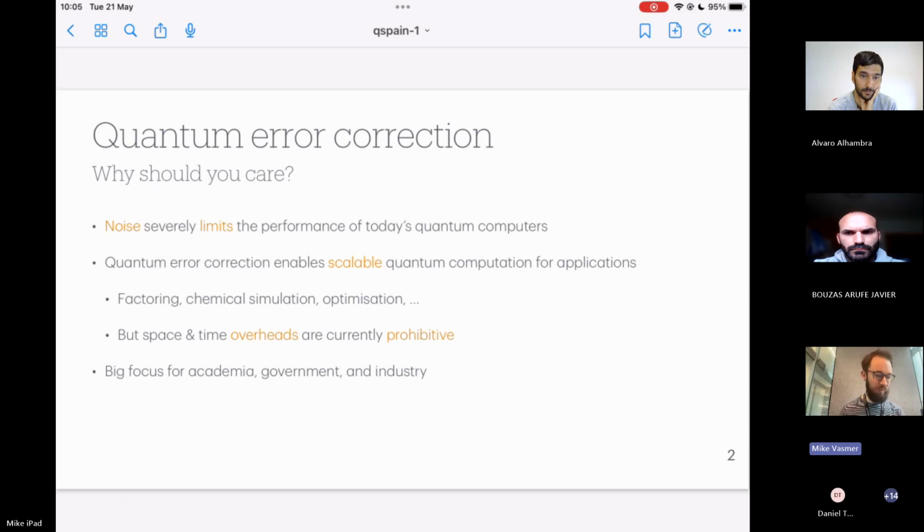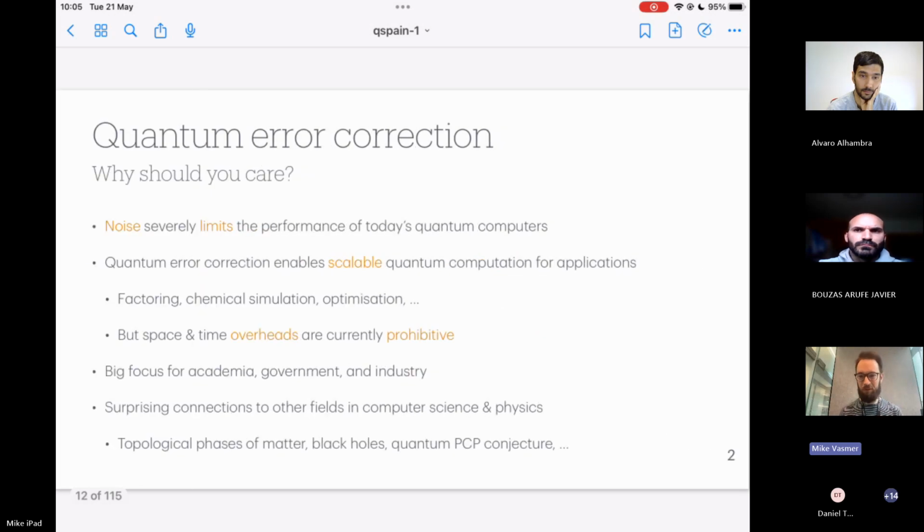But even if you don't care too much about quantum computing, I think there are also other reasons to study error correction, in that it has surprising connections to other fields in computer science and physics. For example, I won't be able to talk about this in detail, but there's a nice relationship between error correcting codes and topological phases of matter. And there are also connections between error correction and black holes, and complexity theory conjectures as well have deep connections with error correction and fault tolerance. So I think it's a field that has a lot of potential for impact, but also has these nice connections with different areas of physics and in quantum information and beyond.